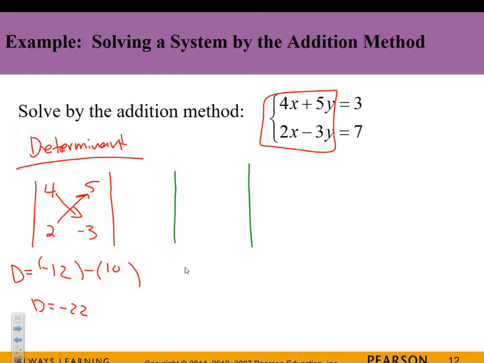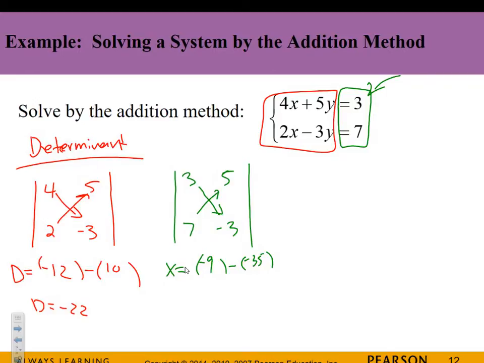And this time, I'm going to put the answers in for the x. So I'm going to put a 3 here, 7 here. This would be a 5 and then a negative 3, correct? And I'm going to call this one x equals. The y's are staying the same. All I did was trade the x's for the answers. And I'm going to do that again. So it's going to be the difference of the two products. So this is negative 9, and this is negative 35.